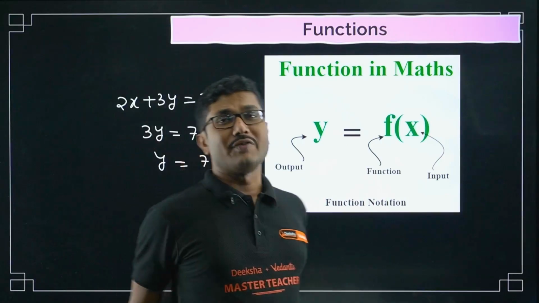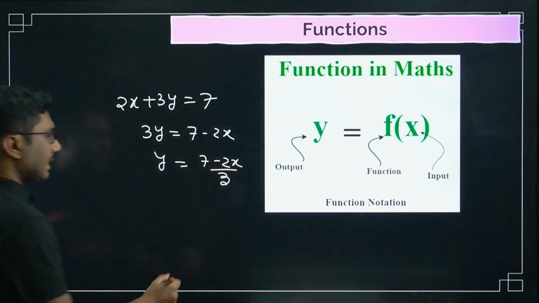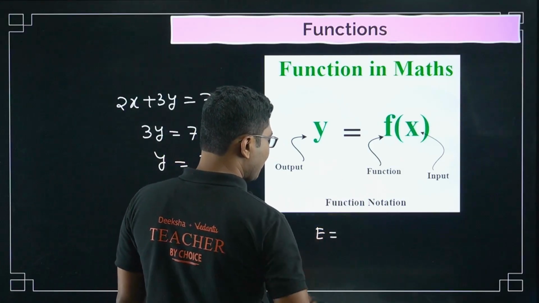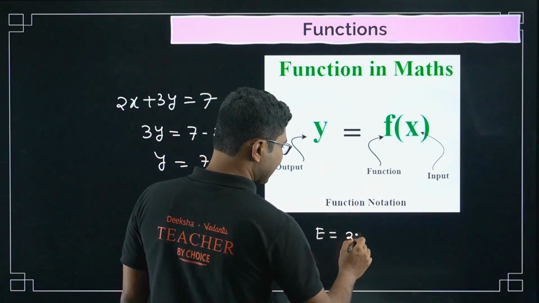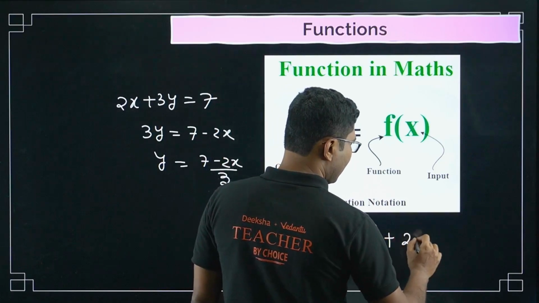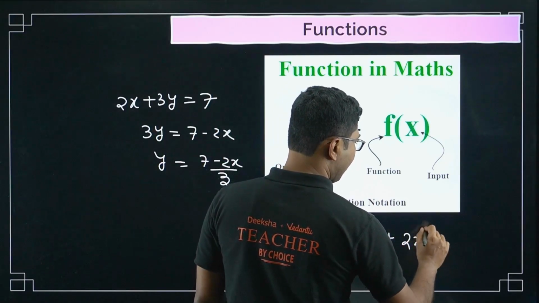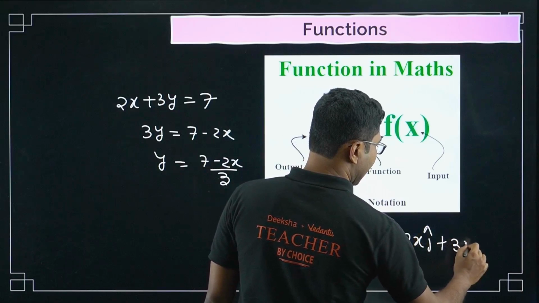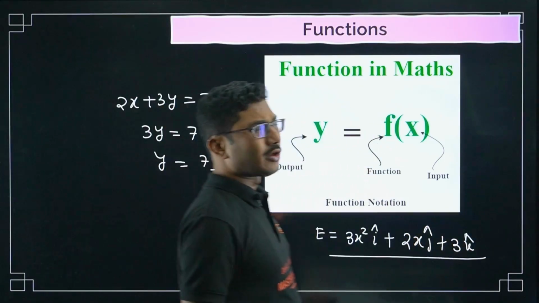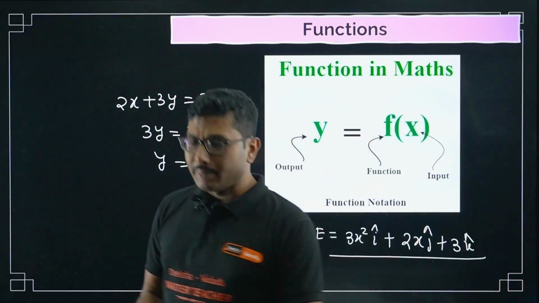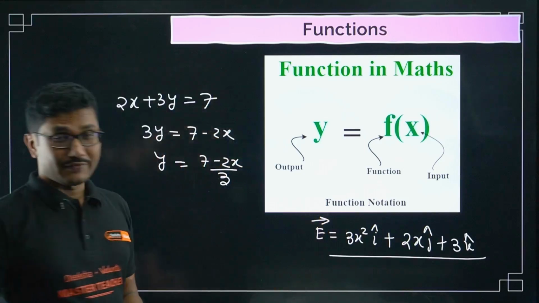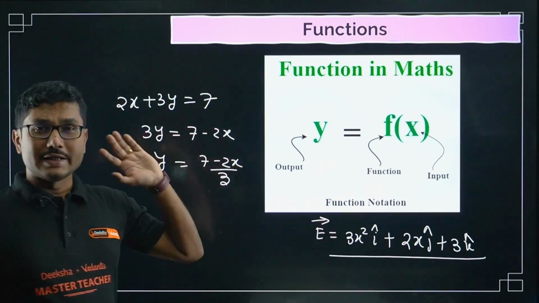Okay, in physics functions are not that simple. Generally it is given, for example I am giving you one example. E equals to say 3x square i cap plus 2x j cap plus 3k cap. This is also a function. This can also be considered as a function based on what quantity you are studying, based on what type of quantity it is. It's a vector quantity. Okay, it can be a vector function, it can be a scalar function. It is also a function.